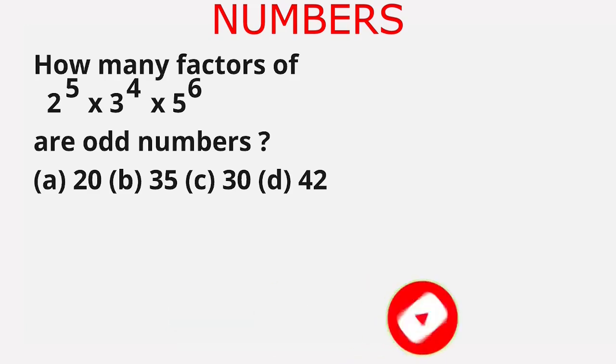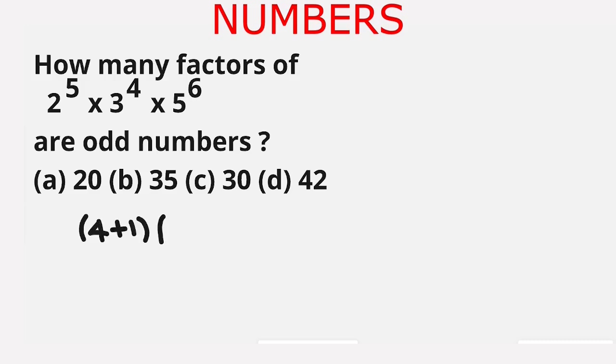We know that the odd numbers are those numbers which are not divisible by 2. So in the given number, if we do not take multiples of 2, that is 2 to the power 5, and if we take all the factors of 3 to the power 4 and 5 to the power 6, the power of 3 is 4, so we write 4 plus 1, and the power of 5 is 6, so we write 6 plus 1, and 4 plus 1 is 5, and 6 plus 1 is 7.